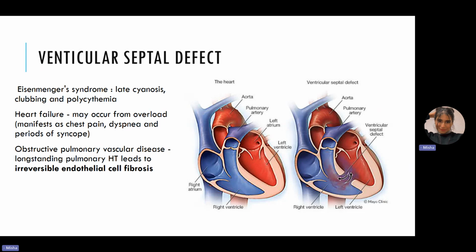Whereas when there's a large ventricular septal defect, it leads to a massive amount of blood into the lungs, leading to pulmonary hypertension and right ventricular hypertrophy, like I mentioned before. And what does it lead to?